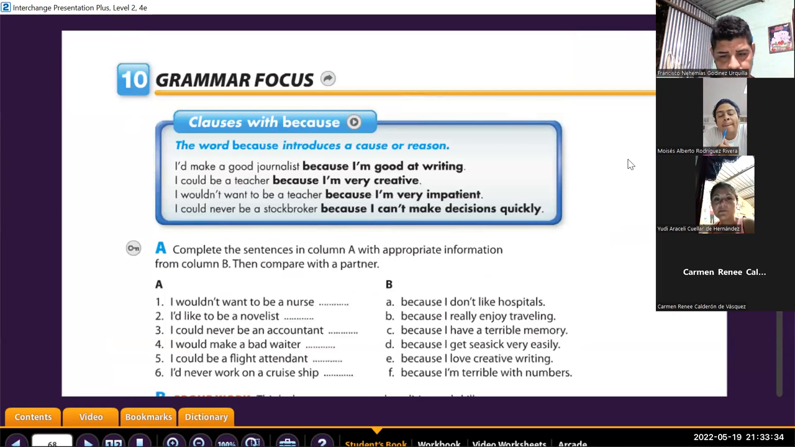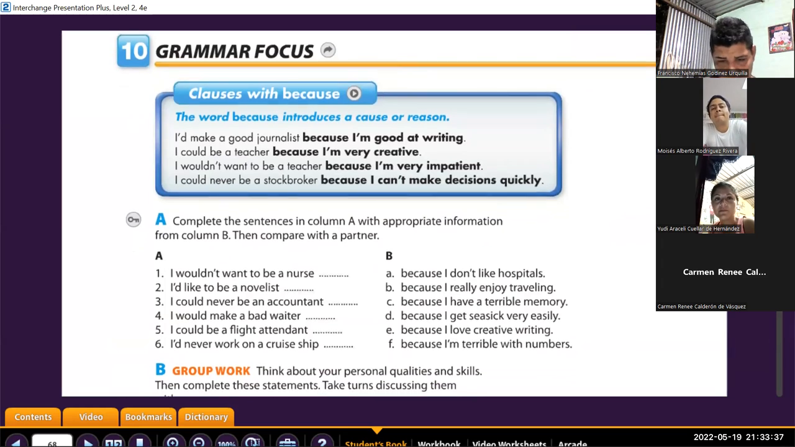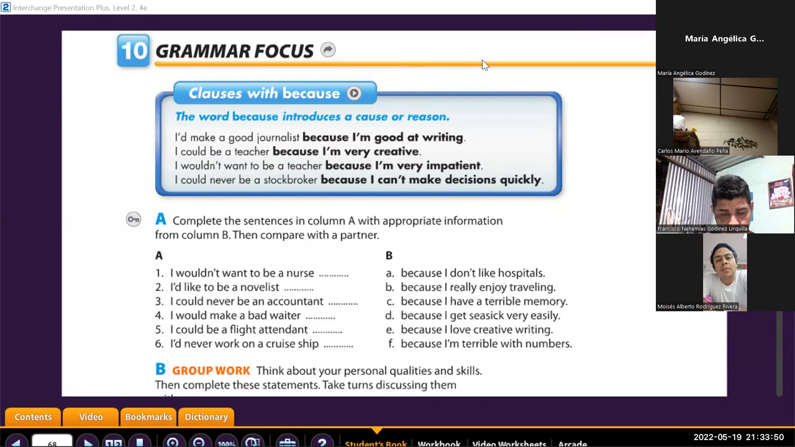The next thing that we have here is the clauses with because. Remember that because introduces a cause or a reason. Let us listen to the audio in the grammar focus.